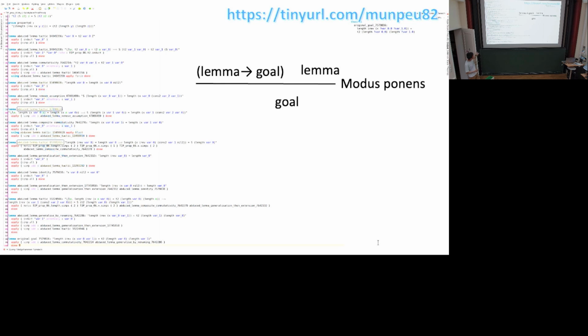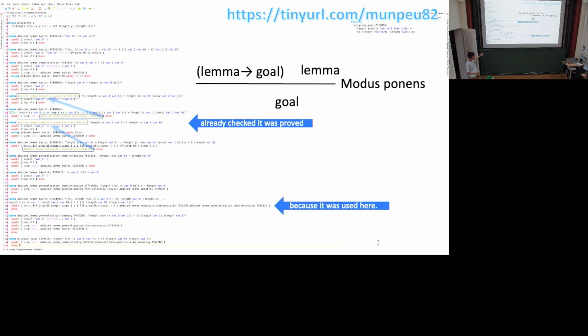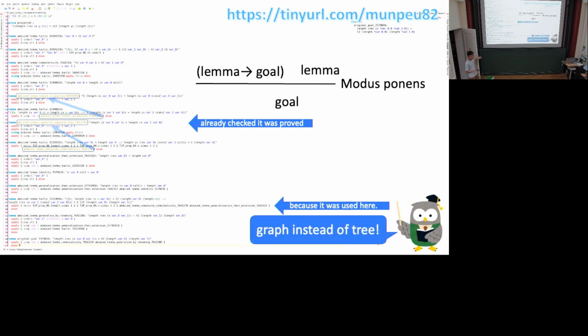And we keep doing this. And now this lemma is already proved because it was used previously. So we actually have multiple nodes pointing to the same auxiliary lemma from different levels. Because now we are talking about graphs instead of trees.